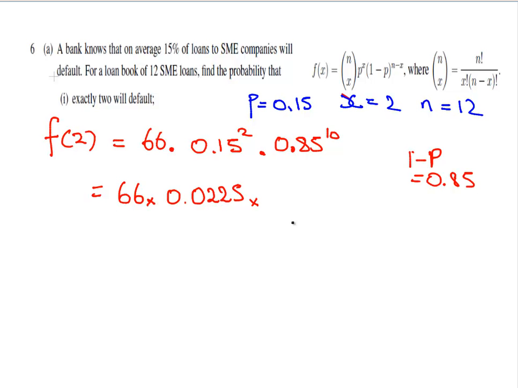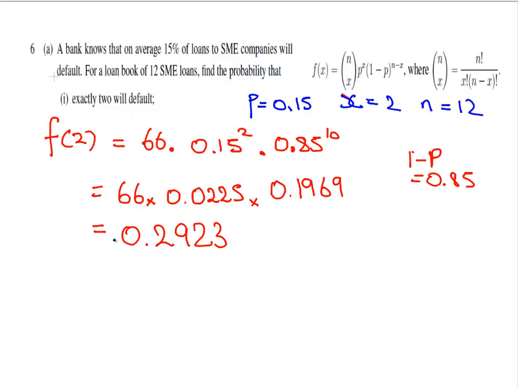Times 0.85 to the power of 10. Working that out in your calculator, I get 0.1969. Working out all of those together, you should get an answer of, let me check this now, 0.2923, just to round it to so many decimal places. 0.2923. So that's the answer to the first one.